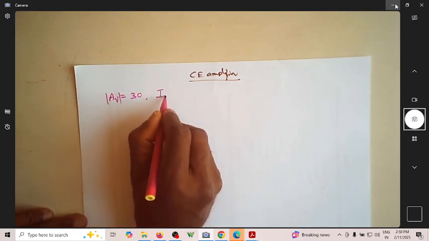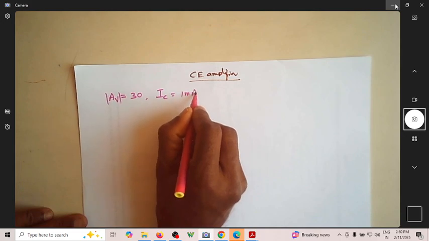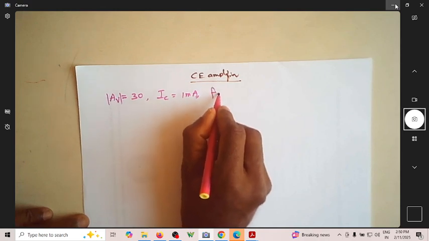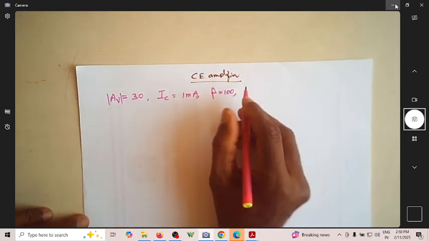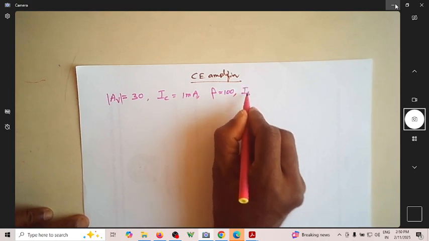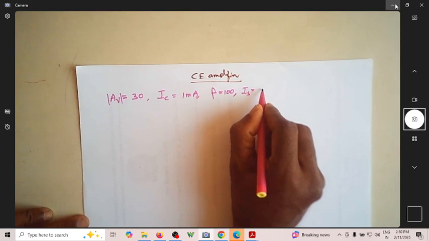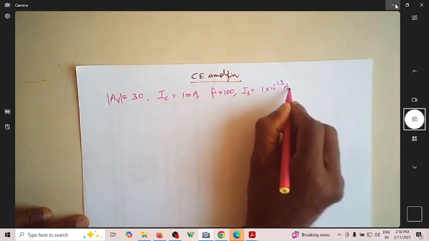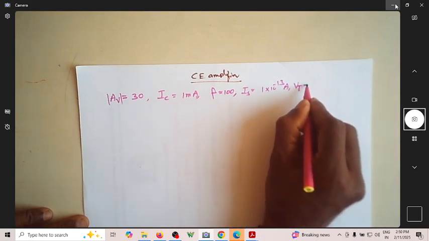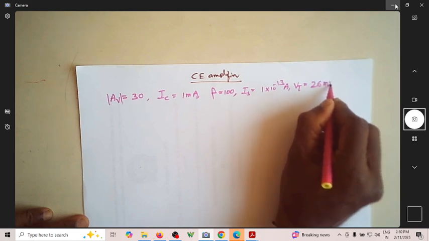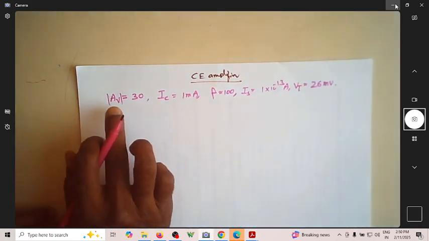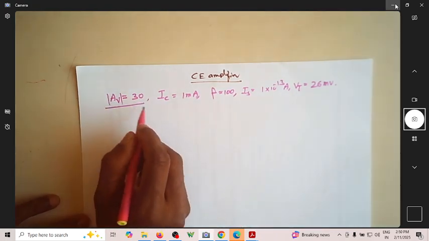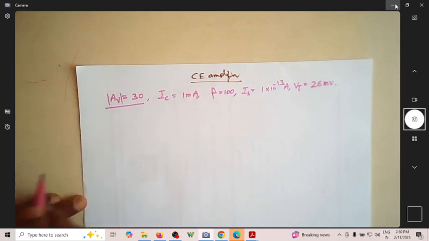Let us assume the value of IC to be 1 milliampere, and the beta of the transistor as 100, and IS, the reverse saturation current, as 1 times 10 power minus 13 ampere. Let us assume the thermal voltage as 26 millivolts. With these specifications and assumptions, let us do the design of an amplifier with a gain of 30.